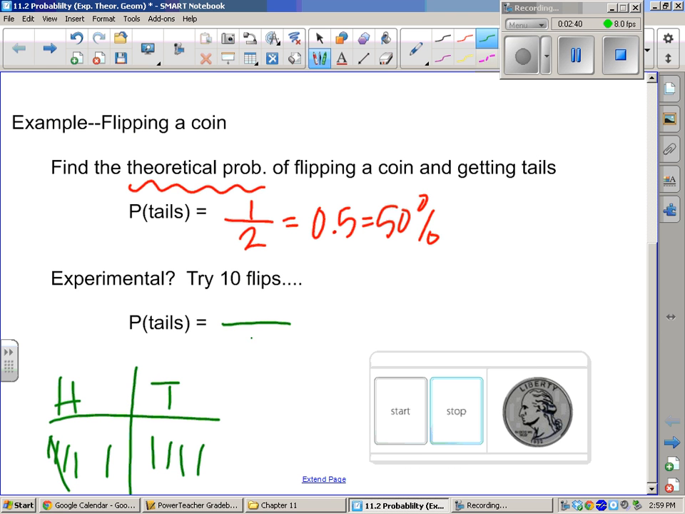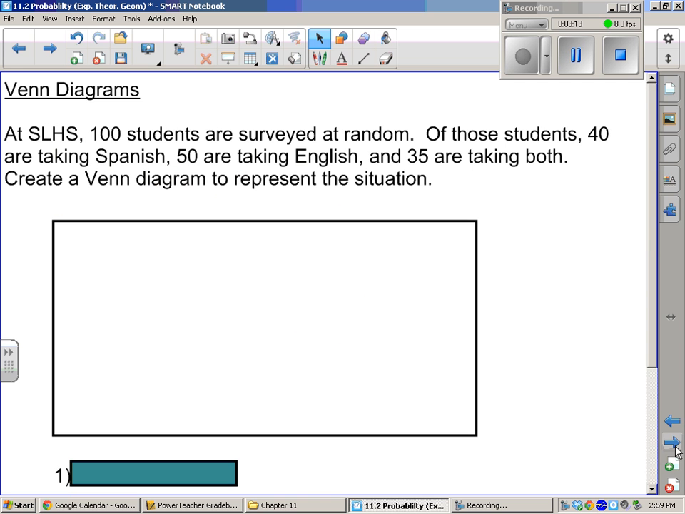Okay, so it didn't come out quite 50%. Tails was only 4 out of 10, which is 40%. So experimentally, it didn't come out to its theoretical, and they don't always match. But I bet if we did this a lot more times, it would come out closer to 50%. Isn't that called something in math? Yeah, the law of large numbers. That's right, it's a really fancy name. What that means is the more times you run an experiment, the closer it will be to the theoretical probability. Right, very good.